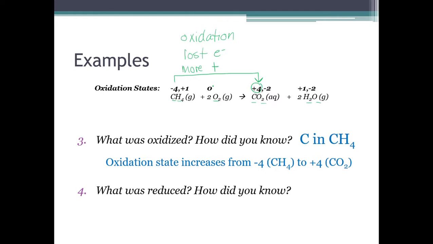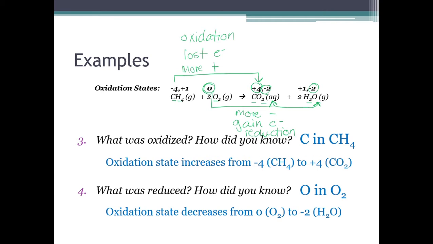Oxygen starts with a 0 oxidation state, ends with a -2 and a -2. So from here in the reactants over to the products, that is decreasing. It's becoming more negative. Means we must be gaining electrons because electrons are negative. So we must be gaining electrons, and a gain of electrons is a reduction. So for what is reduced, we can say it's the oxygen in the O2. And we know this because the oxidation state decreases from 0 in O2 to -2 in water.